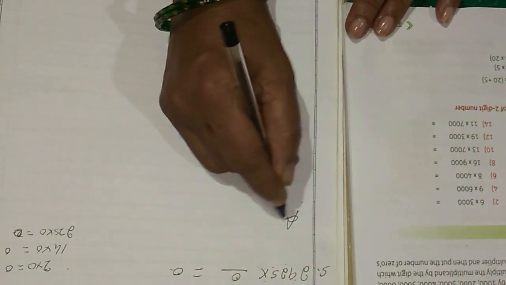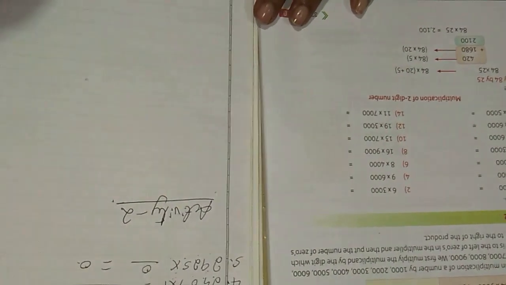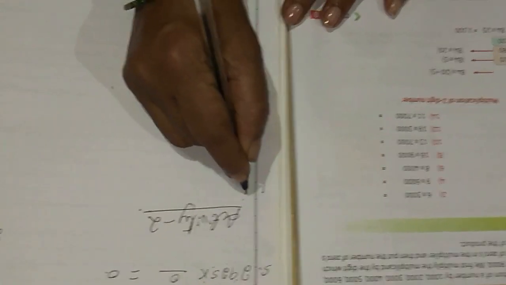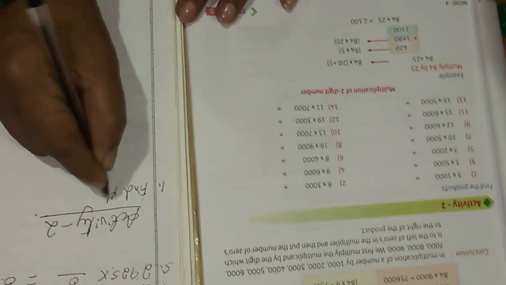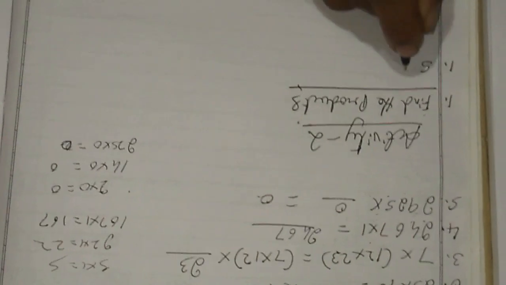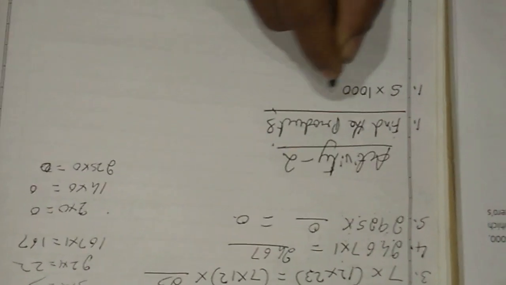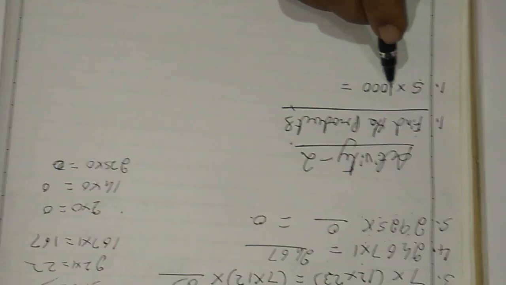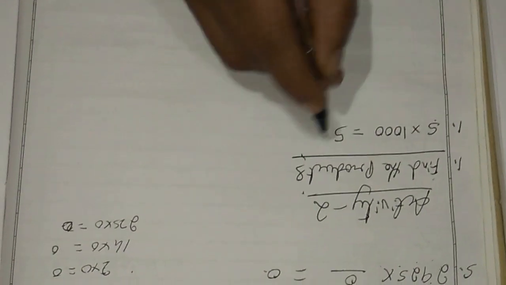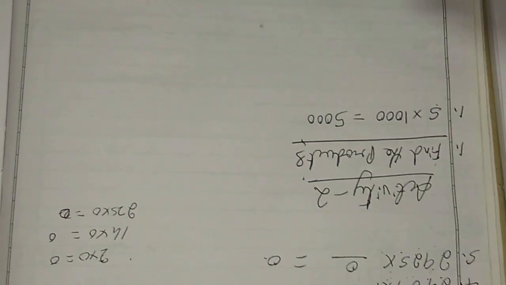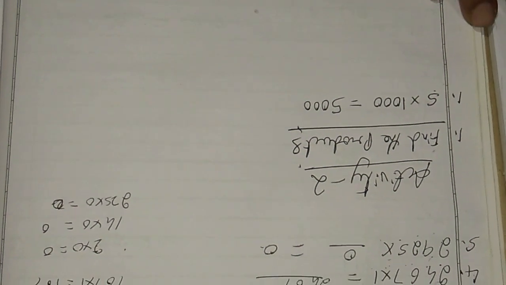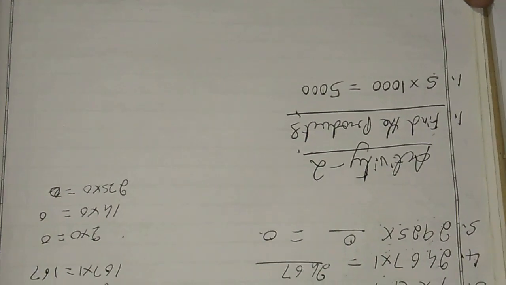Activity 2. See, find the product. Okay, children. So, first one, 5 multiplied by 1000. So, you know that. See, 5 ones are 5. How many zeros are there? 3 zeros, put them.